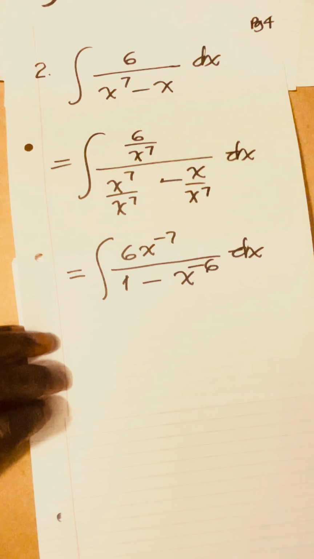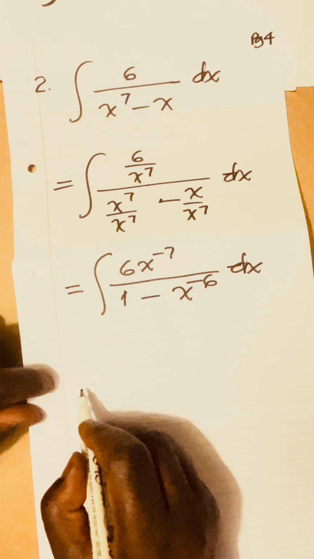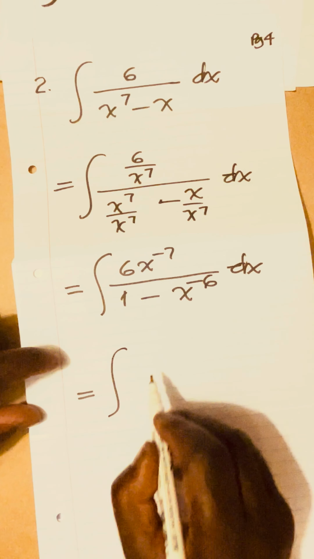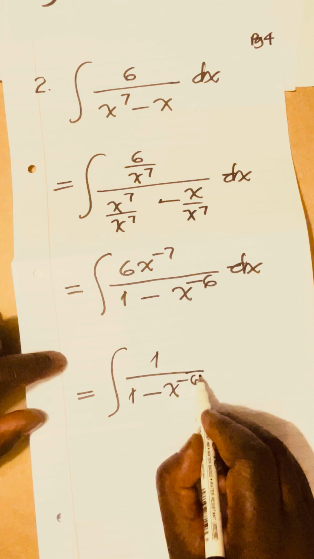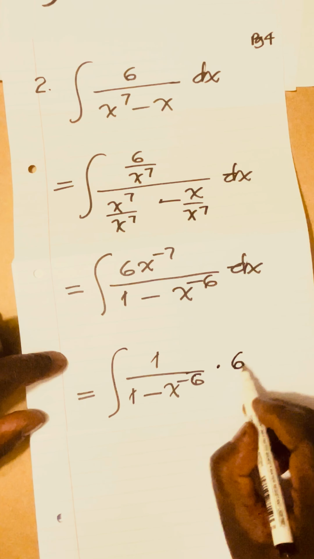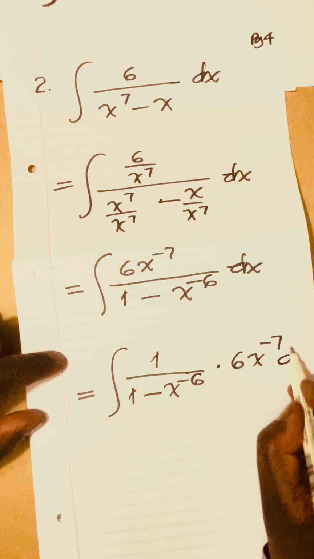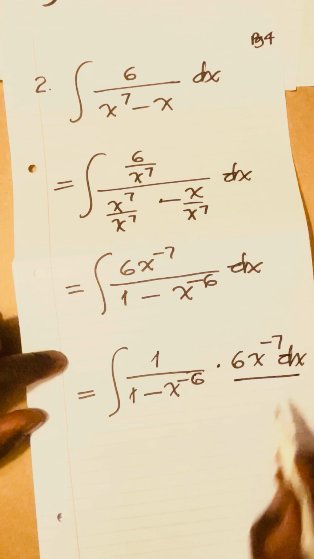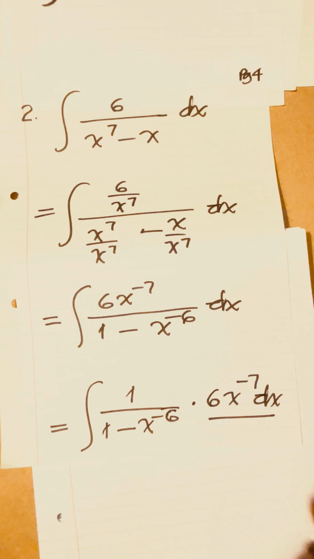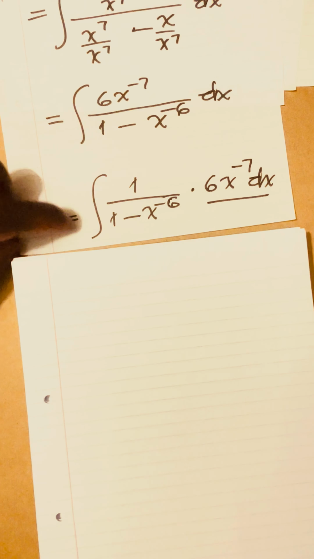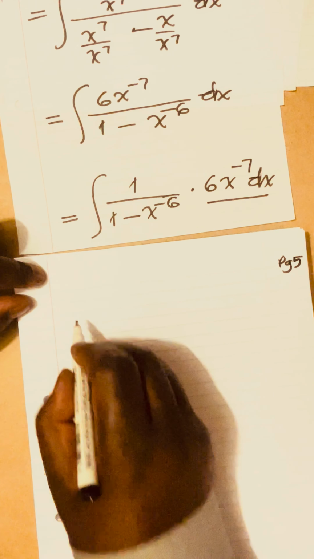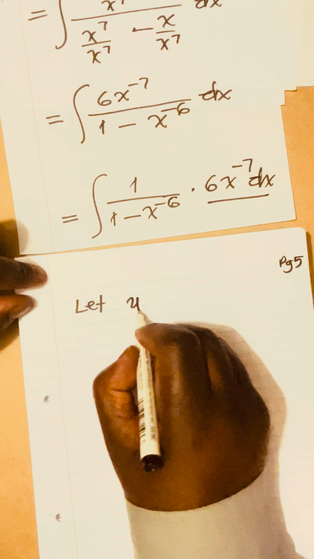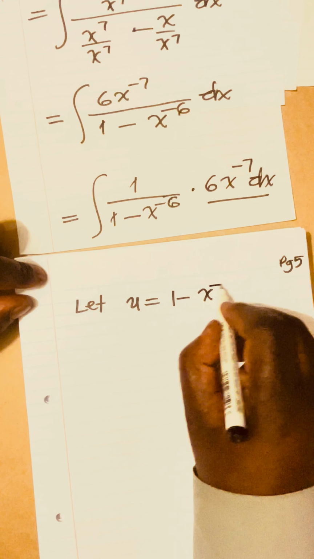In my next step, let me utilize this space here. Let me rewrite the integral for a moment. So, this is the same as the integral of 1 all over 1 minus x to the power minus 6, and then we're multiplying this by 6x to the power minus 7 dx. Again, you'll see that this is going to be equal to an expression when we differentiate the denominator. So we're now going to let, at the next step, this is page 5, u be equal to 1 minus x to the power minus 6.